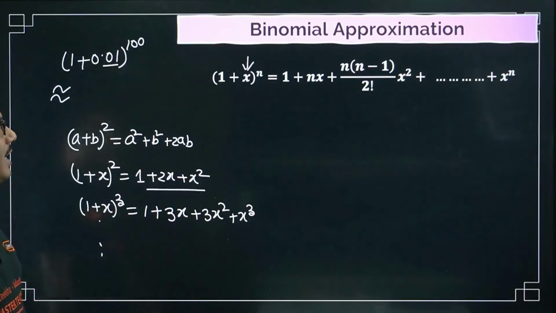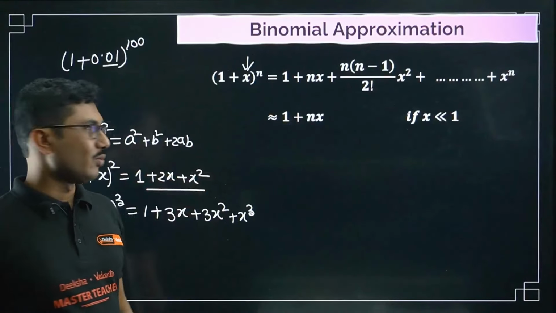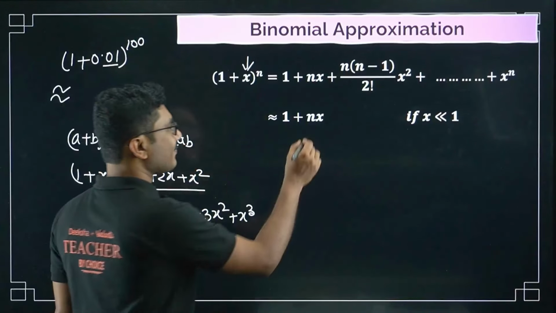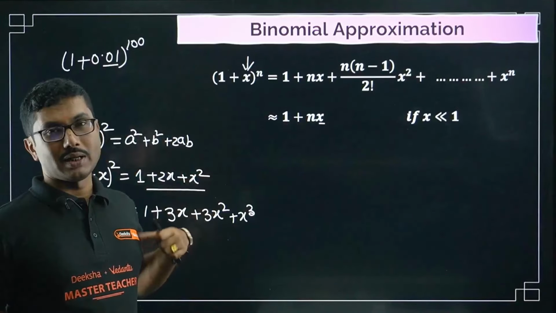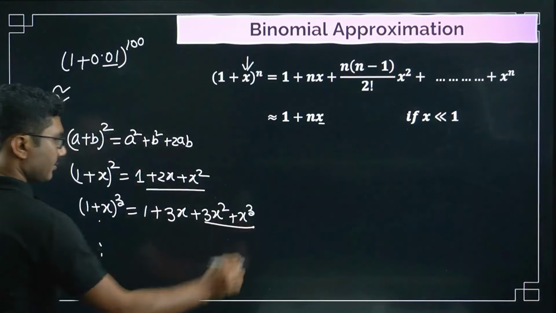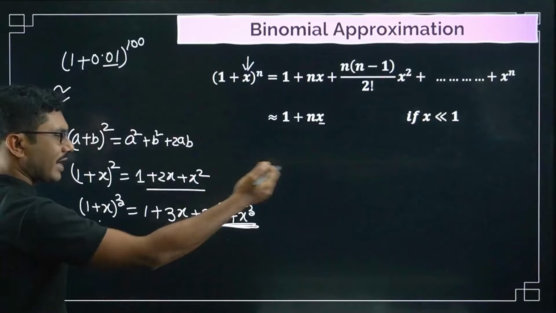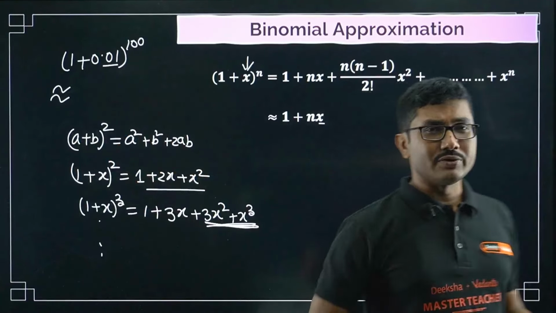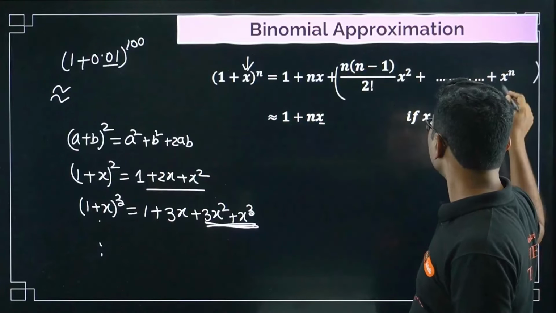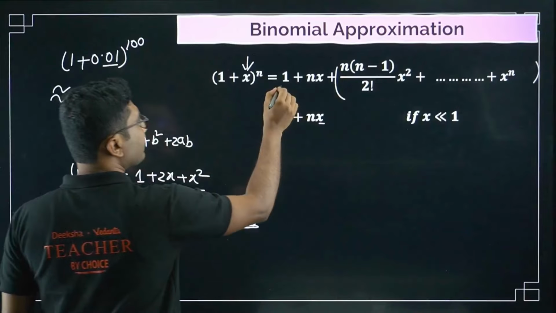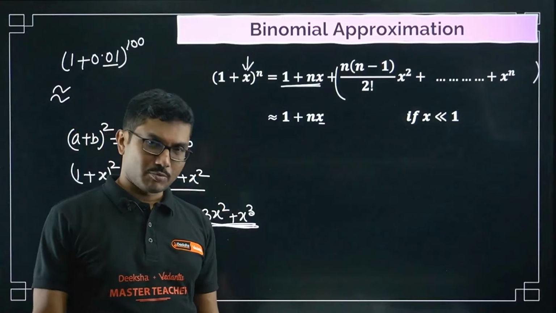Okay, so if you do that, you will get the value as 1 plus nx. If the x value is very small, you can approximate this to be 1 plus nx. Higher order terms basically, in this same equation, higher order terms x square, x cube, they are very small values, so we are basically ignoring these terms. You are ignoring all the terms from here up to here. Only the first two terms we are keeping. Okay, this is an approximation. This is called binomial approximation.